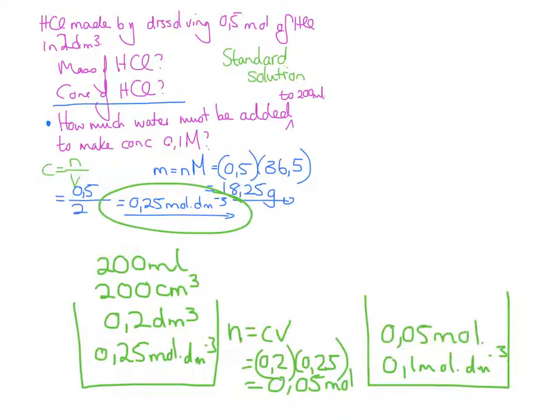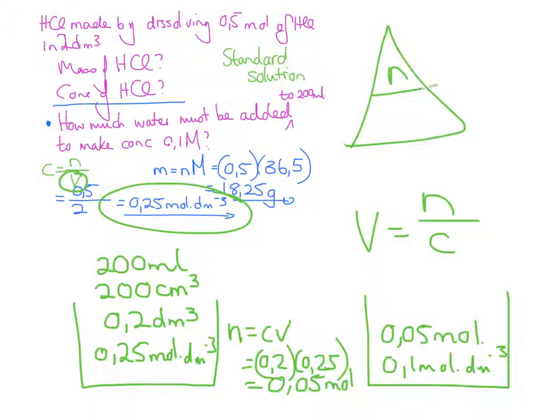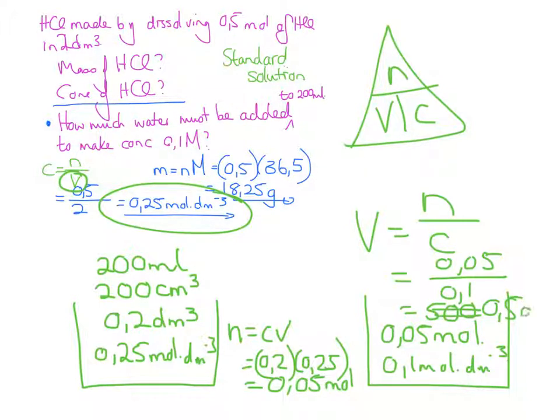So 0.05 moles goes into the new container. Let's work out what volume we require in the new container. Volume is equal to number of moles divided by concentration. The triangle looks like this. Number of moles at the top, volume and concentration at the bottom. I've got a number of moles, 0.05, divided by a concentration of 0.1. And I find that I need to get to 0.5 decimeters cubed.